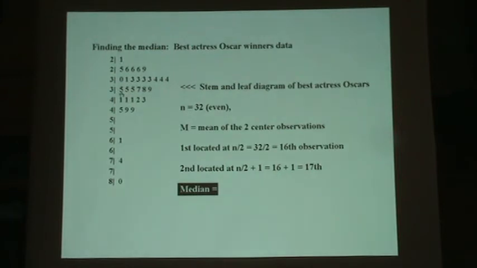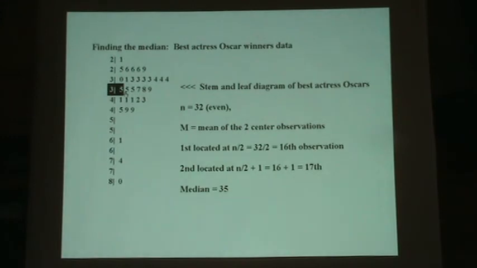Well, the mean of those two, they're both 5, so the median then would be 5, because the mean of those two scores is 5. So the median then is the number 35. The number 35, and it is the mean between the 16th and 17th scores. And the mean between the 16th and 17th scores is 35.